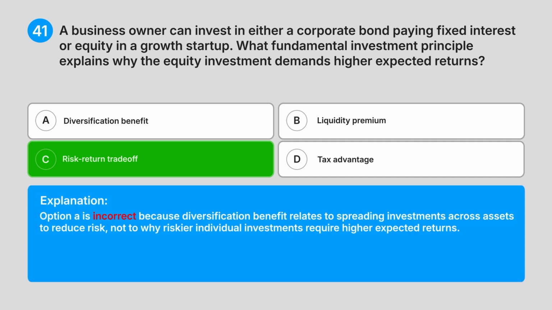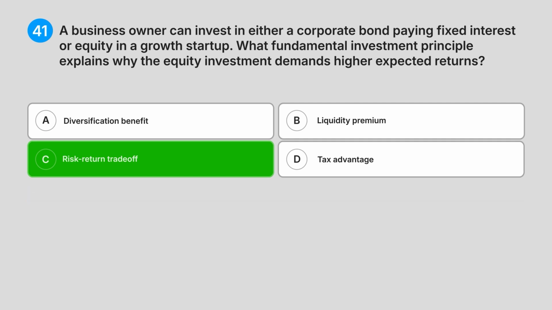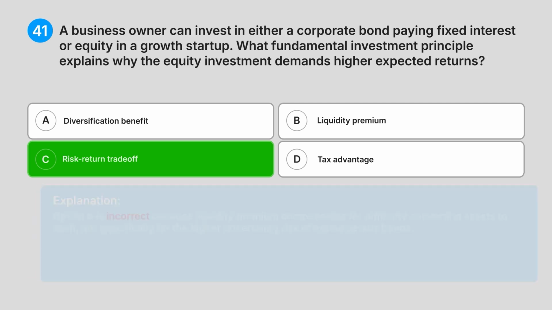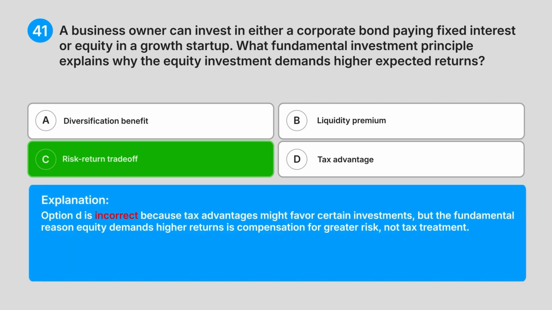Option A is incorrect because diversification benefit relates to spreading investments across assets to reduce risk, not to why riskier individual investments require higher expected returns. Option B is incorrect because liquidity premium compensates for difficulty converting assets to cash, not specifically for the higher uncertainty risk of equity versus bonds. Option D is incorrect because tax advantages might favour certain investments, but the fundamental reason equity demands higher returns is compensation for greater risk, not tax treatment.